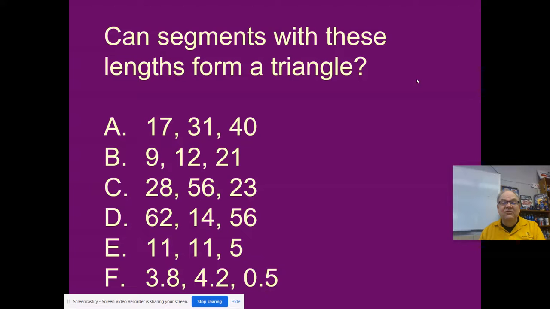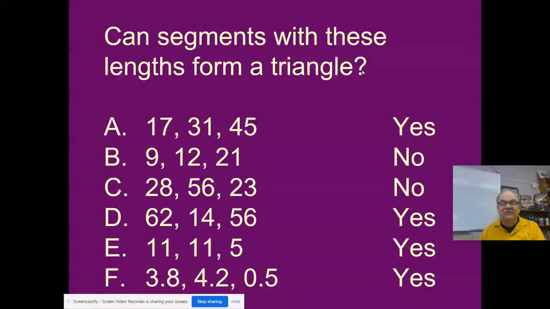Basically, what you want to do is pick the two smallest sides, add them up, and make sure it's bigger than the large side. And here's the answers to all 6 of those, so you can see. Again, the no's, it's because it does not add up to more than the third side. The yeses, the two smallest sides do add up to more than the third side.